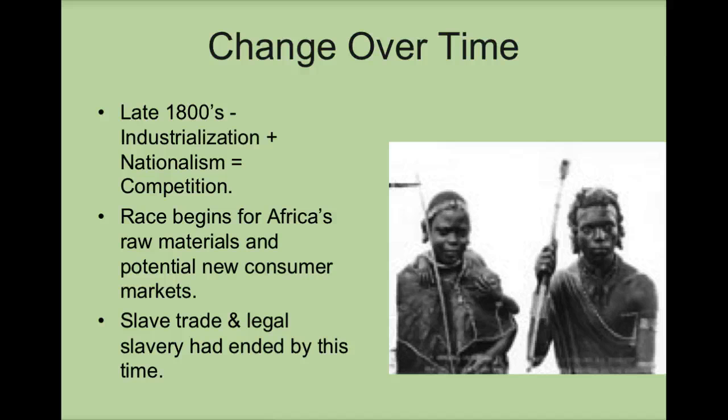So with this competition, we have a race for Africa's raw materials and these new consumer markets. The British are mining salt, gold, and diamonds in West Africa and South Africa. They're competing with the Dutch in South Africa for gold and diamonds. It's like 1864, 65, somewhere around there. Gold and diamonds are discovered in South Africa, and it seals that region's fate for the next 150 years.